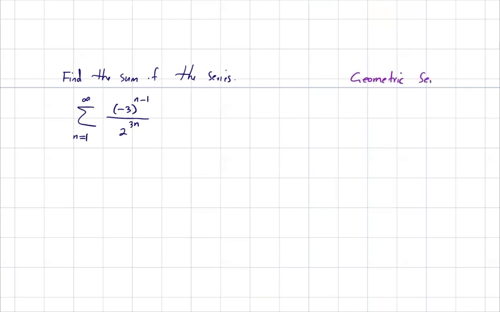We recall that for a geometric series, the definition was: if you have the summation of a r^(n-1), n starts from 1, goes to infinity, and the absolute value of the ratio is less than 1, this is convergent to a divided by 1 minus r. So let us rewrite this in a way that follows the same pattern.